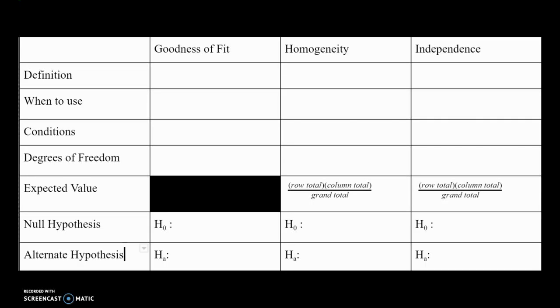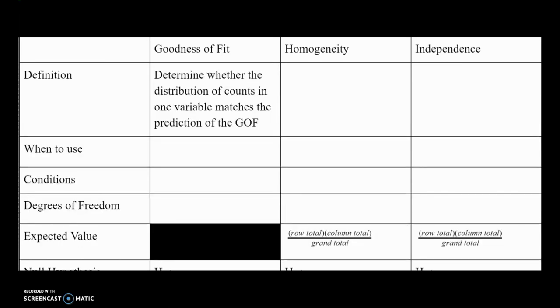Now let's look at definition. Goodness of fit chi-square test is a test to determine whether the distribution of counts in one variable matches the prediction of the goodness of fit. Now what does that mean? It means, did what we expect come out to what we observed?